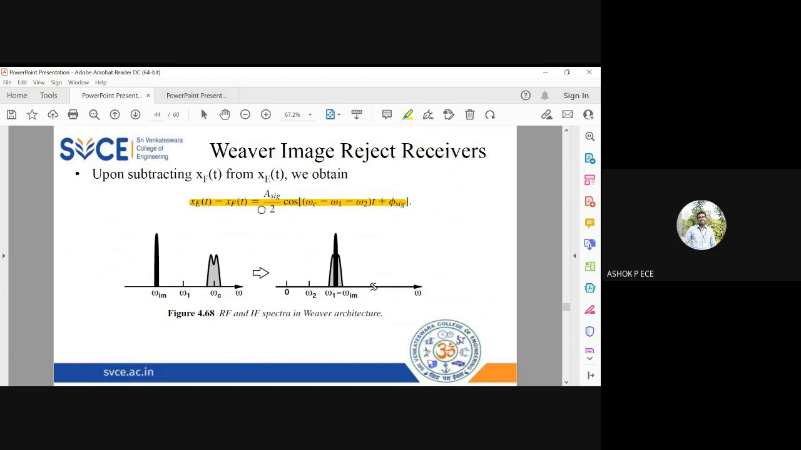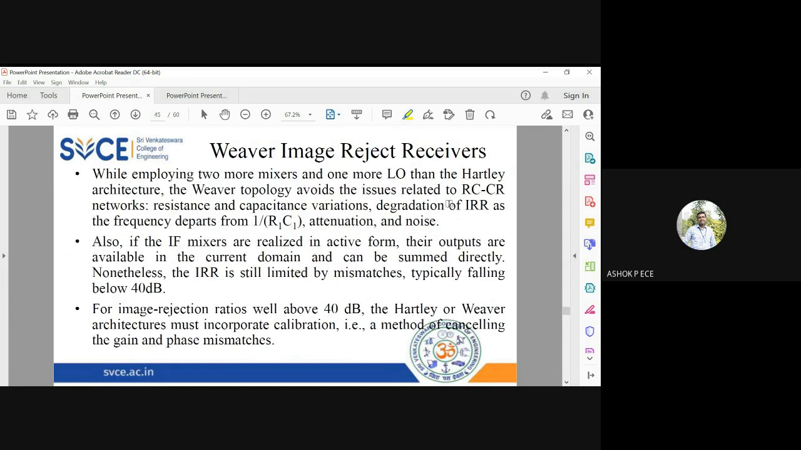This is going to be the RF frequency and this is going to be the IF frequency. You can see when you subtract the two signals at the points E and F, you get back the signal and the image is going to be completely eliminated from your circuit.